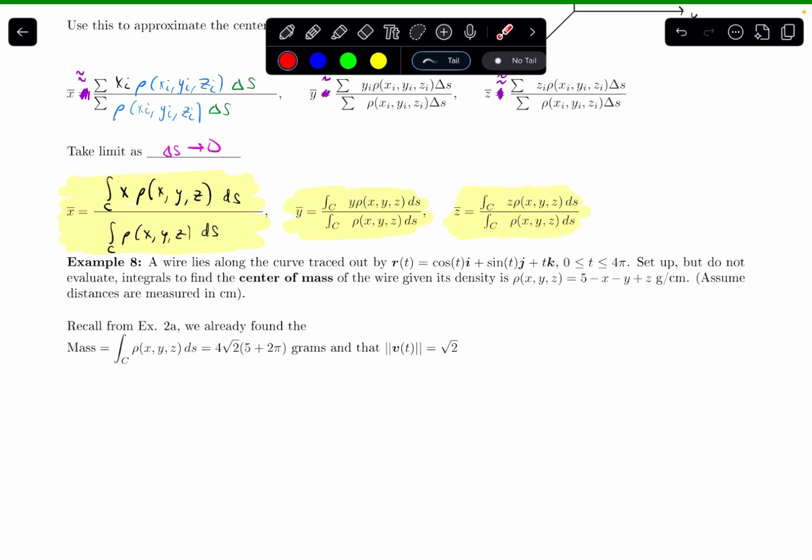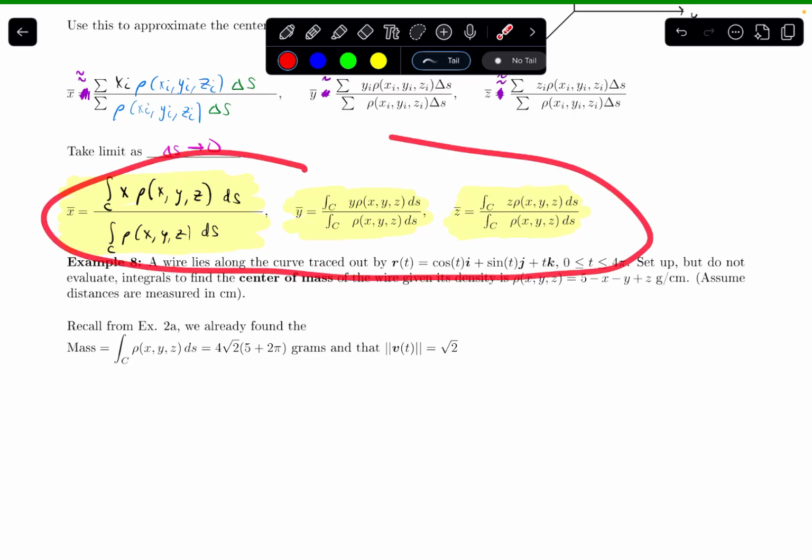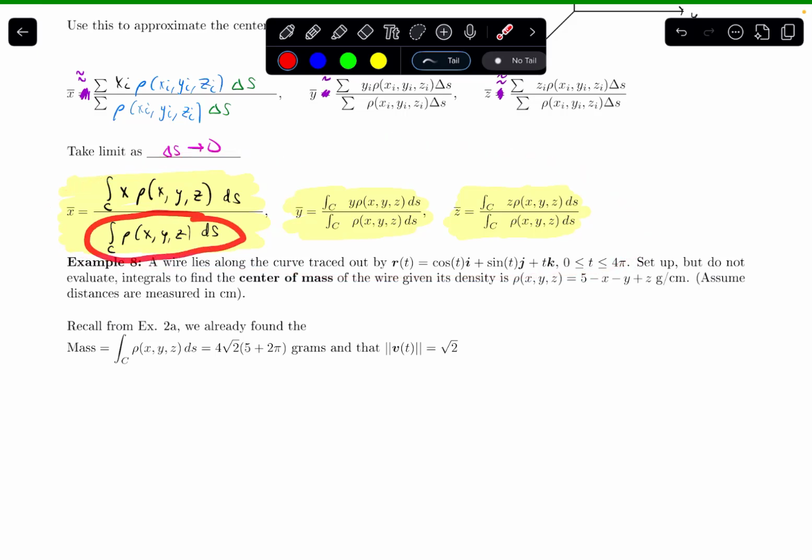In fact, one thing to point out is, notice in these formulas for center of mass, the denominator is just the mass of the object. And the numerator, it's not quite that, because the densities are also getting multiplied by something. It also turns out the length of the velocity here is root 2. That's something we've also calculated.